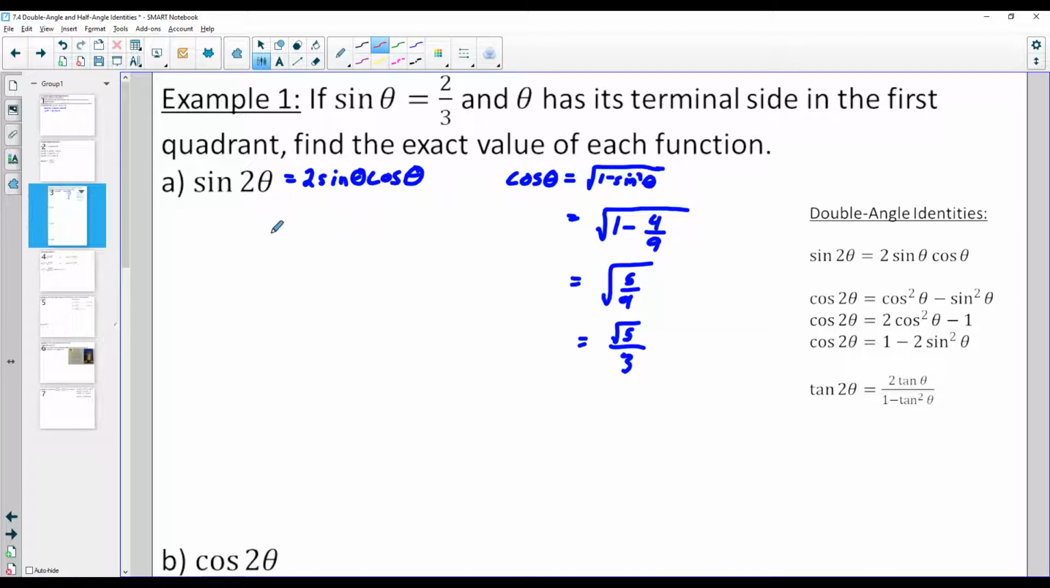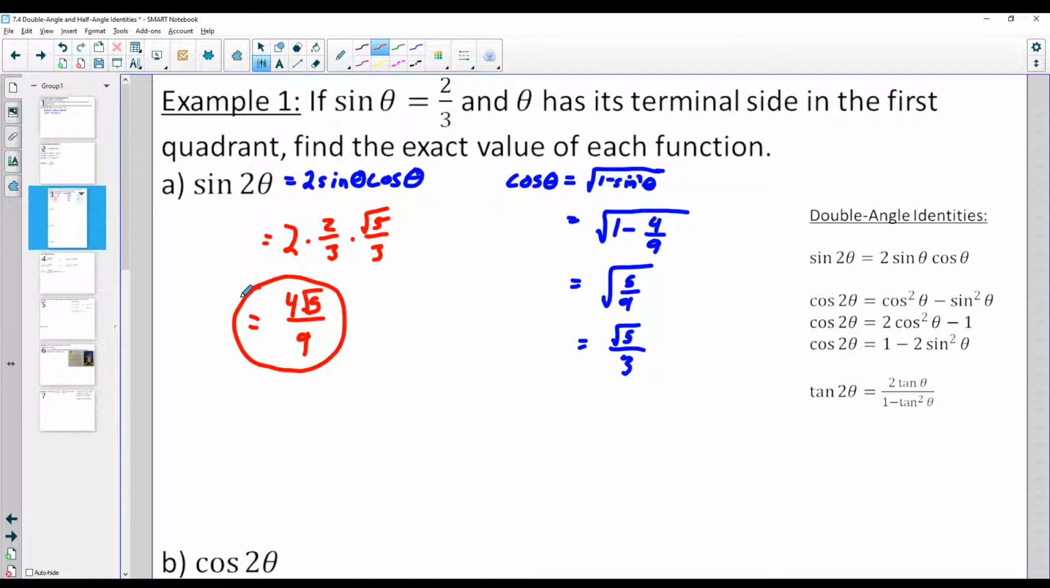Now, when writing this out, now we can do 2 times sine of theta, which is 2/3, times cosine of theta, which is the square root of 5 all over 3. 2 times 2 is 4, times the square root of 5 all over 9. None of that simplifies any further, so that is going to be what sine of 2 theta equals.